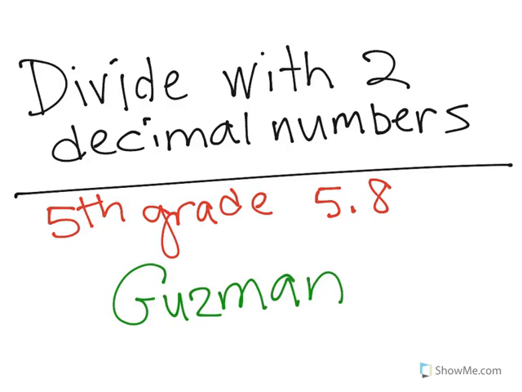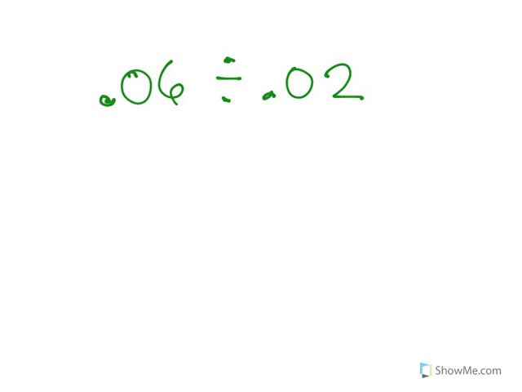Today we're going to divide with two decimal numbers. So we're going to start off with 0.06 divided by 0.02. This is kind of like saying 6 cents divided by 2 cents. We can think of that in our head right away. We know the answer, but let me show you how to do it in the traditional division way.